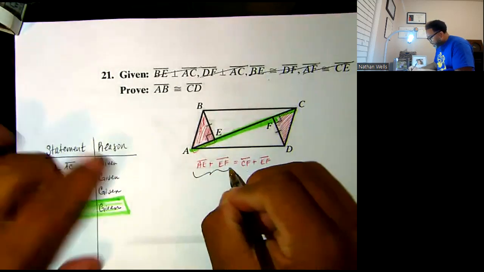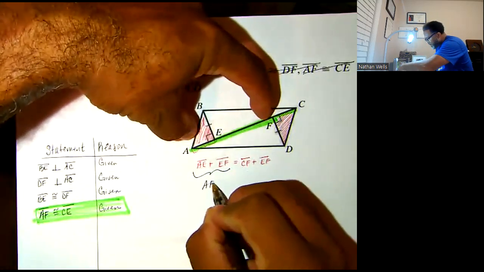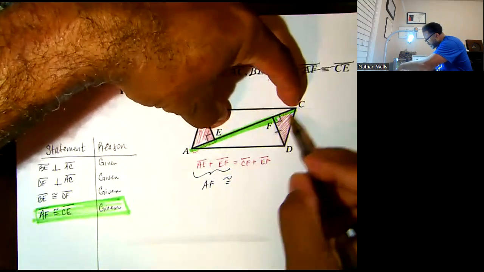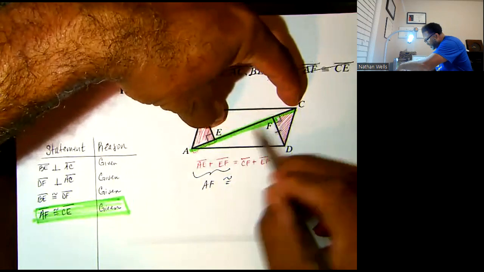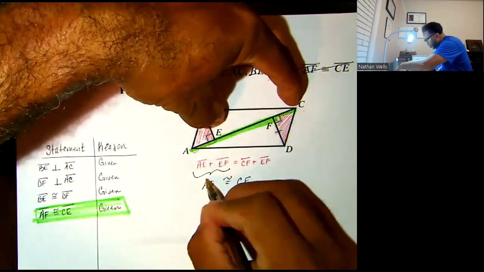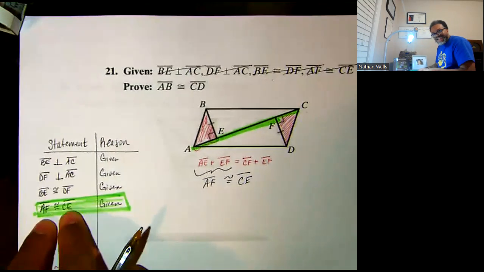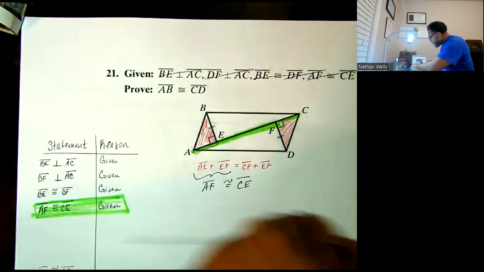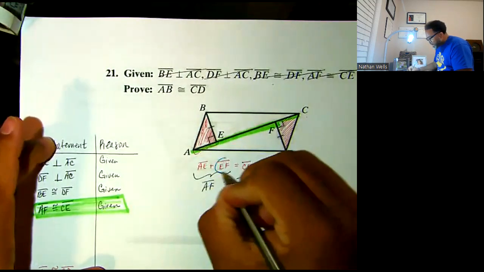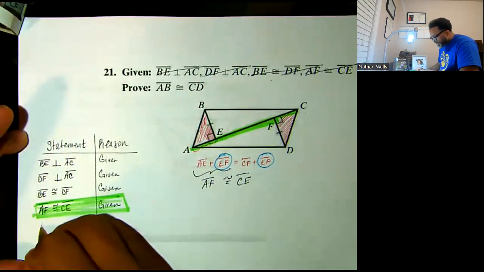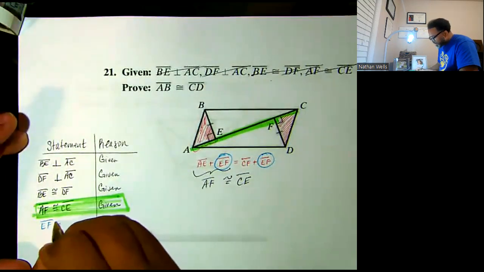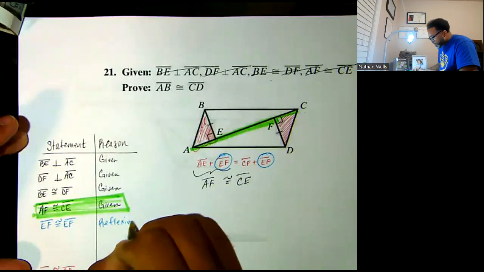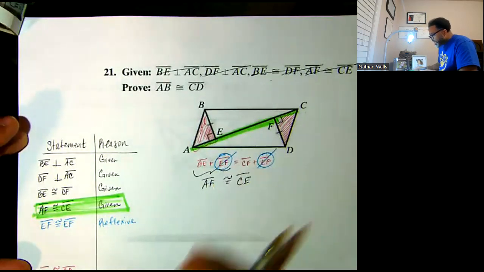But again, this is AF is congruent to CF plus EF or FE is CE. We were already given that. That's here. But let's focus on it written this way, because what you have to see is that EF, let's write this down, EF is congruent to EF, and that's the reflexive property. They're already equal to each other.